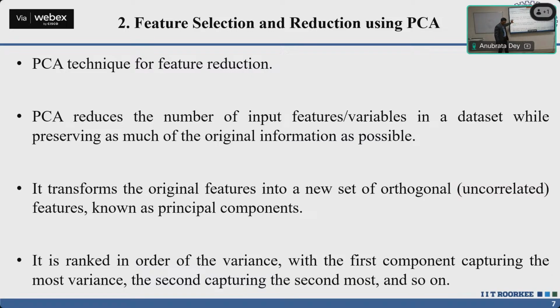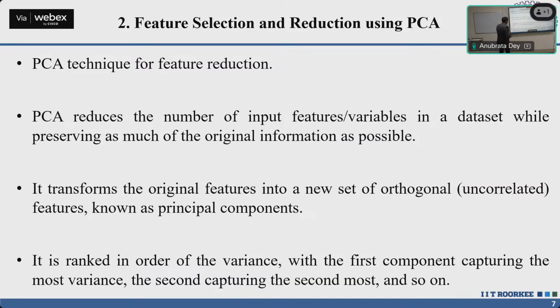So basically what PCA does, it reduces the number of input features or variables in a data set to a lower form, but preserving your original information. There is no loss of original information. That is more important. Whenever you use any technique for feature reduction, you have to see that whatever the original features are in the overall earlier data set should be retained, right?